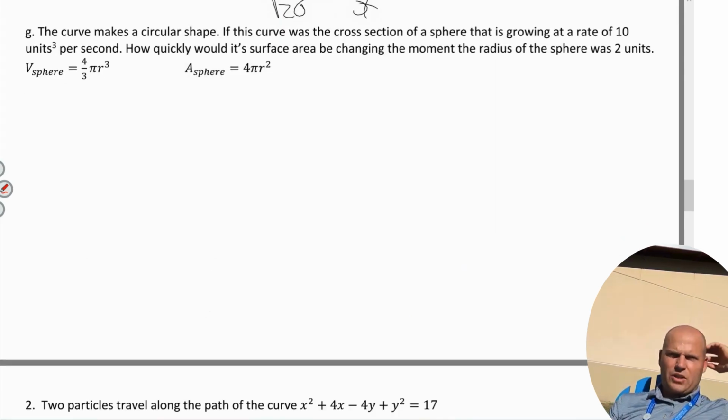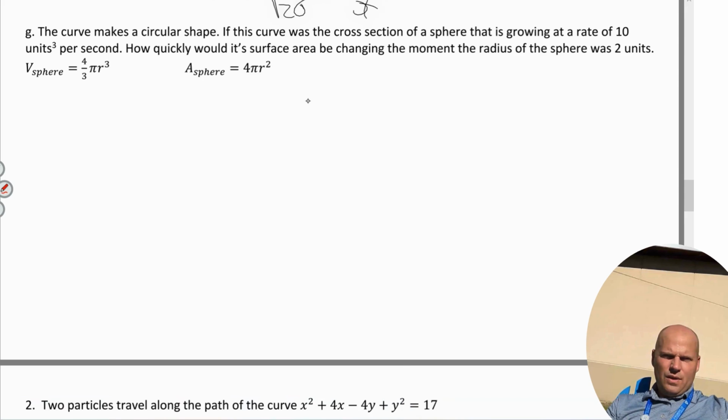All right, the curve makes a circular shape. If the curve was the cross-section of a sphere that is growing at a rate of 10 cubic units per second, how quickly would its surface area be changing the moment the radius of the sphere is 2 units? Look at that. All of a sudden, they just changed the problem up. And they said, oh, it turns out this curve looks like a little bit of a sphere. And now we're going to just talk about a sphere. And you're not going to use the original equation at all.